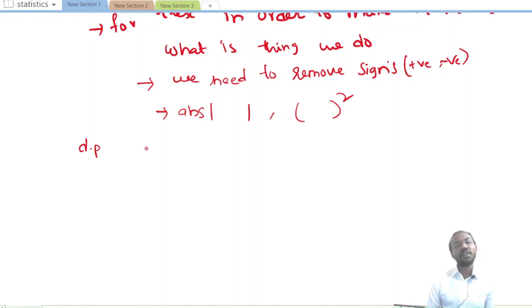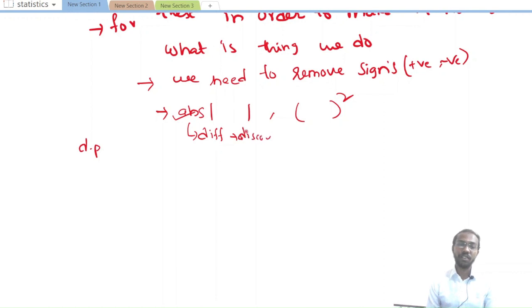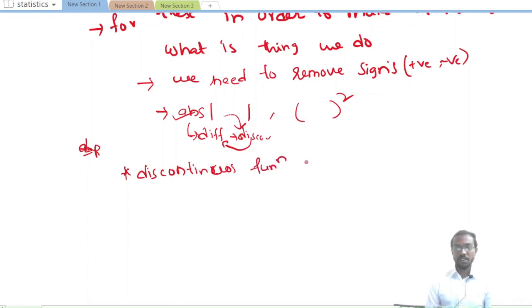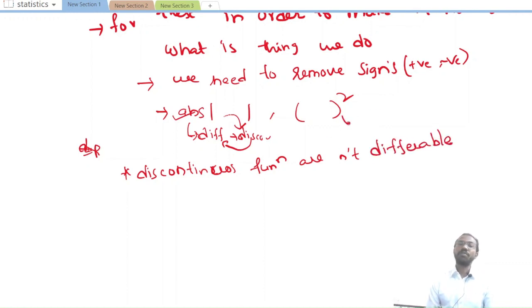But we can't do absolute deviation because everybody knows about differentiation. The absolute value is a discontinuous function. Discontinuous functions are not differentiable. So every time we go for the square only.